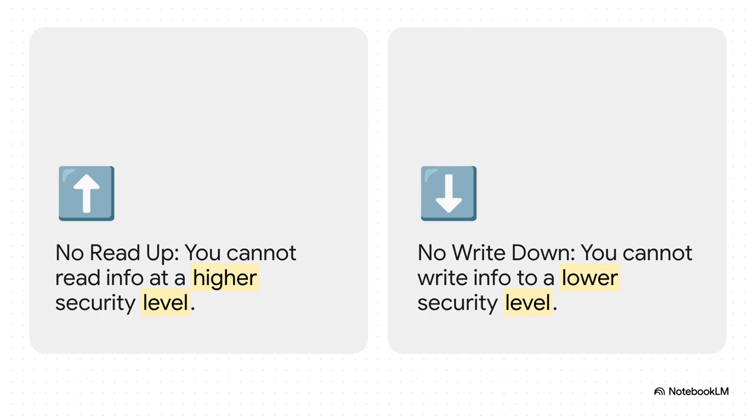First, you've got no read-up. This one's pretty obvious, right? You can't read information at a higher security level. If you have secret clearance, you can't just peek at a top secret file. Makes sense. But this second rule, no write down, this is where the real genius is. It means you can't write information to a lower security level. So, someone with top secret access is literally forbidden from copying that info into an unclassified document. It stops leaks right at the source.